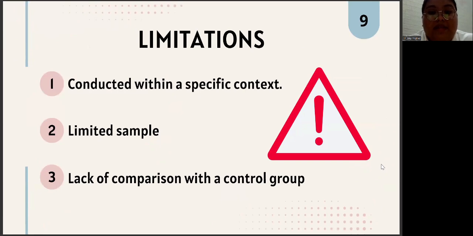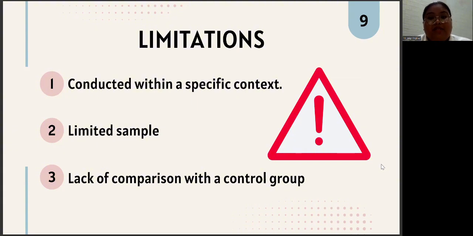The next is limitations. There are several important limitations of this study. First, it was conducted within a specific context. This study was conducted within the specific context of the Hinduism Education Department at Institut Hindu Dharma Negeri Denpasar. This may limit the ability to generalize the findings to different English education contexts.